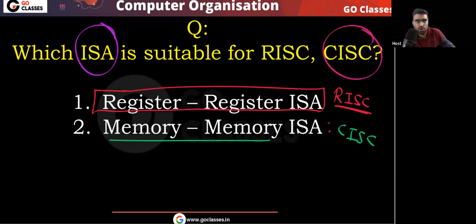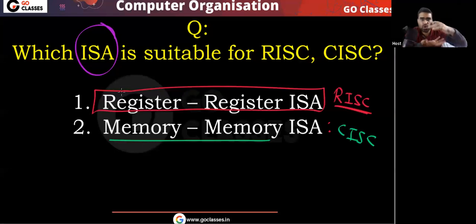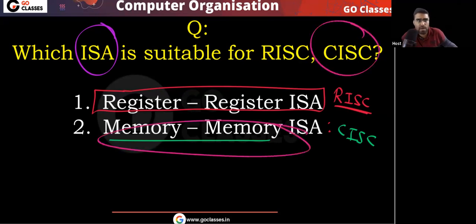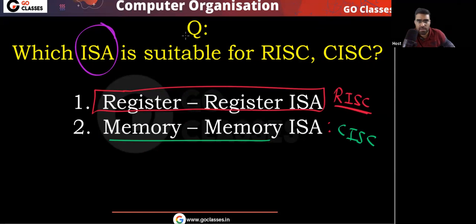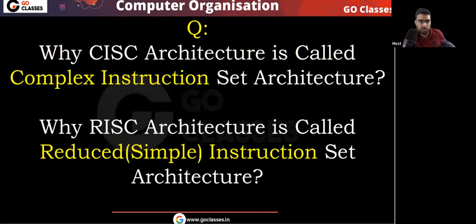You will say the focus of CISC is to minimize the program size, because in the old days the memory was very expensive. That is the reason CISC uses memory instructions. Okay, so that is the idea. I hope this point is clear.